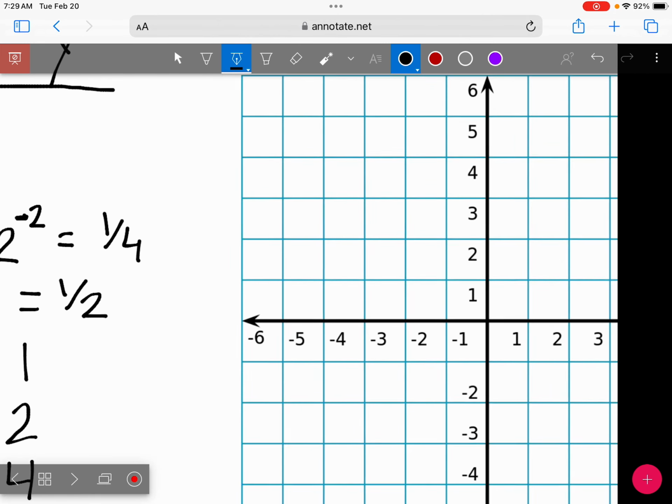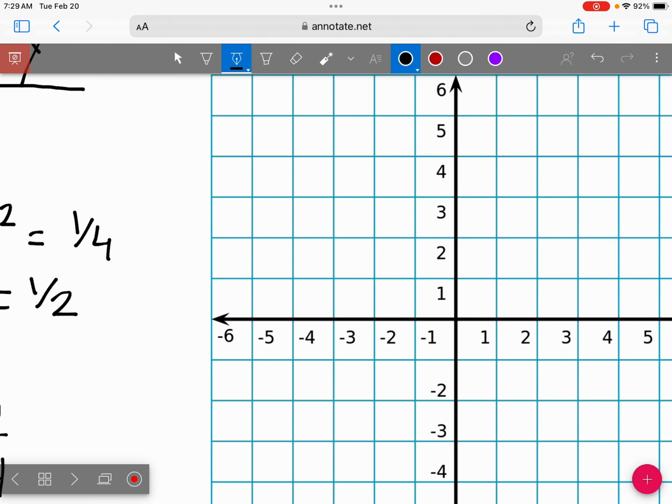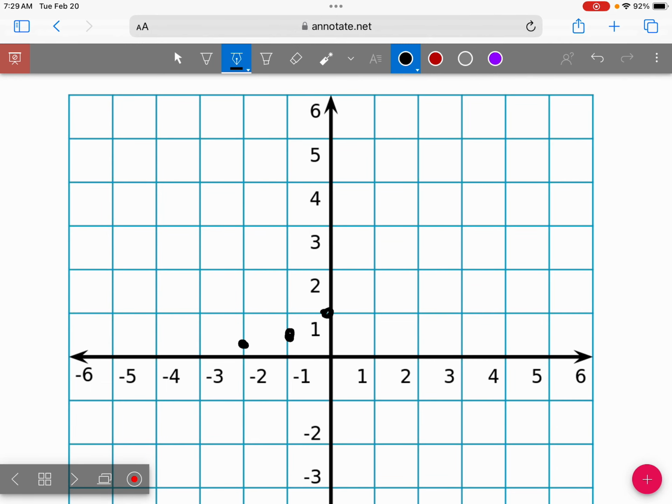So we might be able to see what's happening from this much. So let's plot these points up here so that we can see. Got our 1/2 and our 1/4. Got our 1, 1, 2, and 2, 4. Okay, not too bad. We can kind of see what's happening here. It's going up for sure on the right real fast.